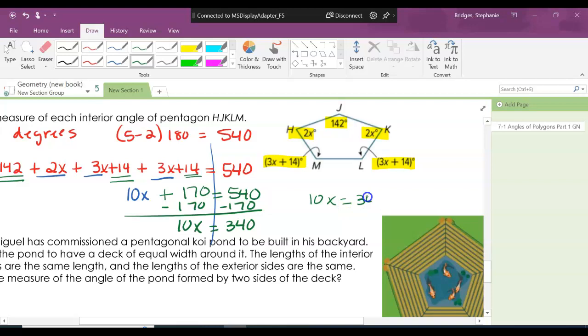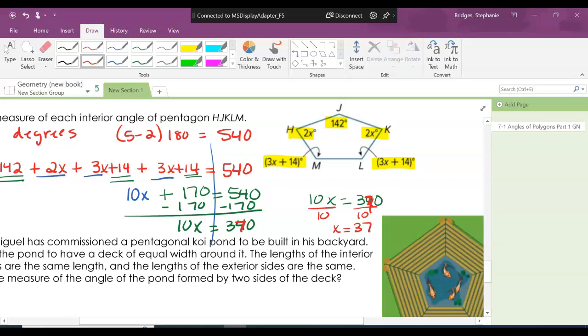I'm just bringing it over again because I ran out of room. What did we end up getting for x? 34? Yeah. I got 34. Nope, I did not. That's a 7. That's a 7. Thank you. I did not pay attention to what I was doing. So we got 37? Okay.